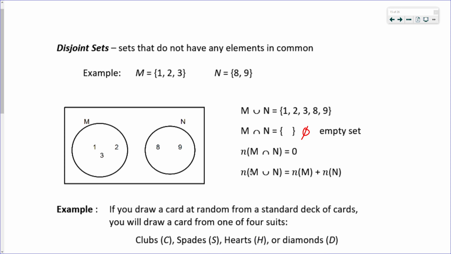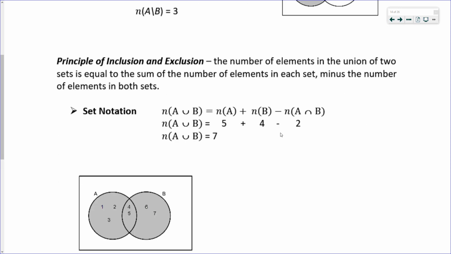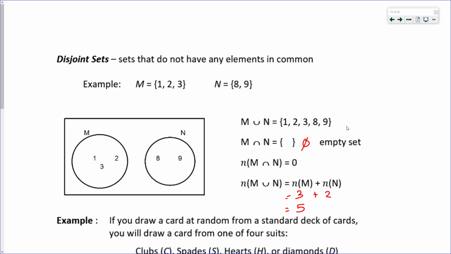If I do the number in M union N, or the union of M and N, I just add everything that's in M and everything that's in N. Because they have nothing in common, there's no overlap, I don't have to worry about minusing anything in this one. I just add what's in M and what's in N. So in this case, we have 3 for M plus 2 for N, so there's 5 elements altogether. It's only when you have the overlap, like the previous example, that you have to minus the piece.